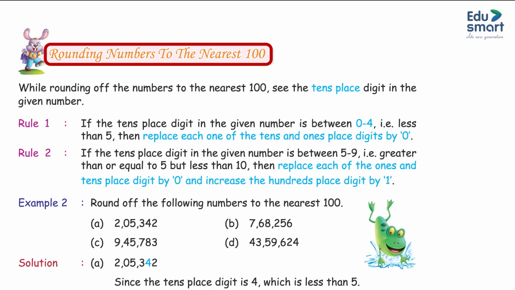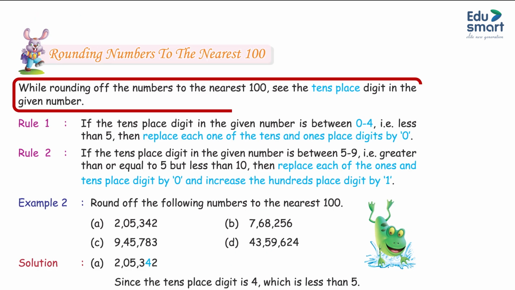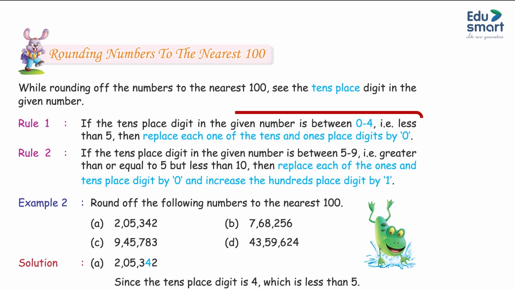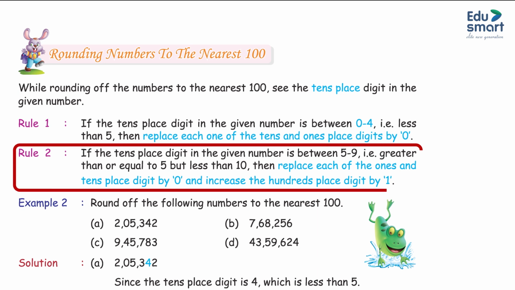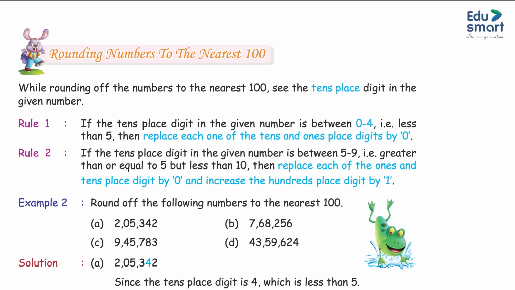Rounding numbers to the nearest 100. While rounding off the numbers to the nearest 100, see the tens place digit in the given number. Rule 1. If the tens place digit is between 0 to 4, less than 5, then replace each of the tens and ones place digits by 0. Rule 2. If the tens place digit is between 5 to 9, greater than or equal to 5, but less than 10, then replace each of the ones and tens place digits by 0 and increase the hundreds place by 1.